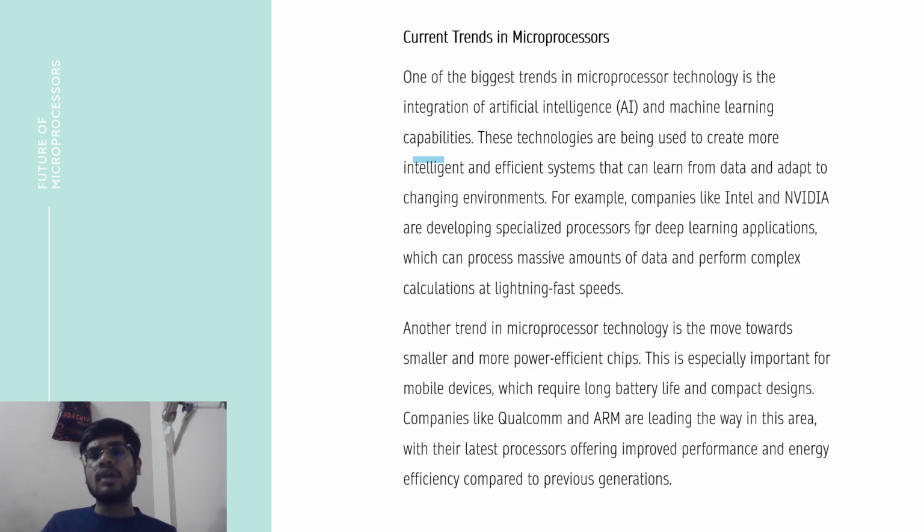Right? Another trend of microprocessor technology is the move towards smaller, more powerful and efficient chips. As we discovered in the previous slide, they are getting smaller and smaller in compact size, and they are more power efficient chips. This is especially important for mobile devices, which require long battery life and compact design. Companies like Qualcomm and ARM are leading the way in this area, with the latest processors offering improved performance and energy efficiency compared to previous generations.